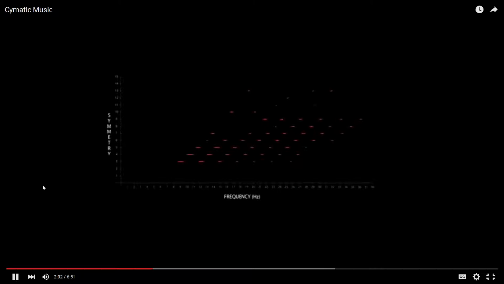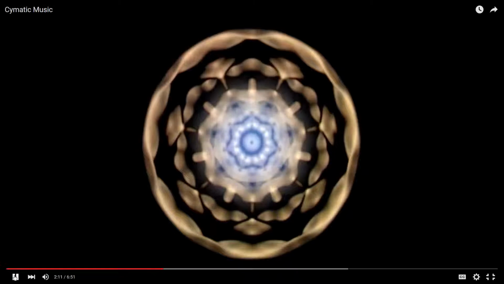The progression of these symmetries proceeds in an ordered periodic fashion, as shown in this graph. This wealth of evolving cymatic forms constitutes the source material for a series of short films I've created with the video artist Gregory McNeely.